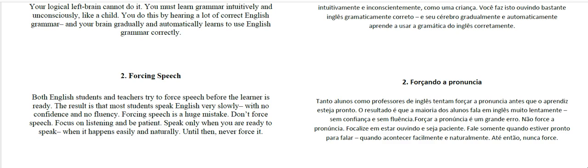Forcing speech is a huge mistake. Don't force speech. Focus on listening and be patient. Speak only when you are ready to speak, when it happens easily and naturally. Until then, never force it.